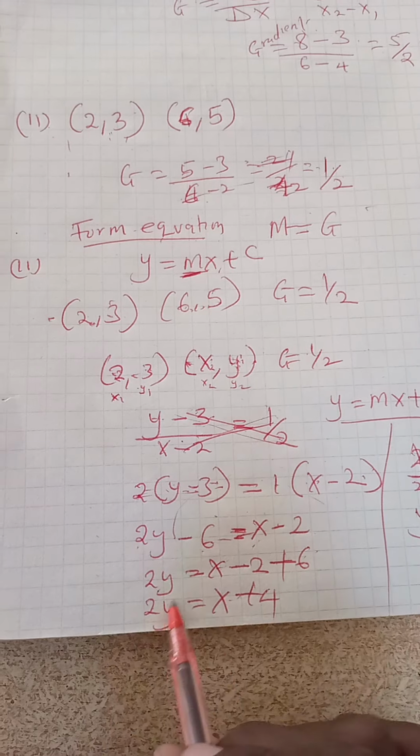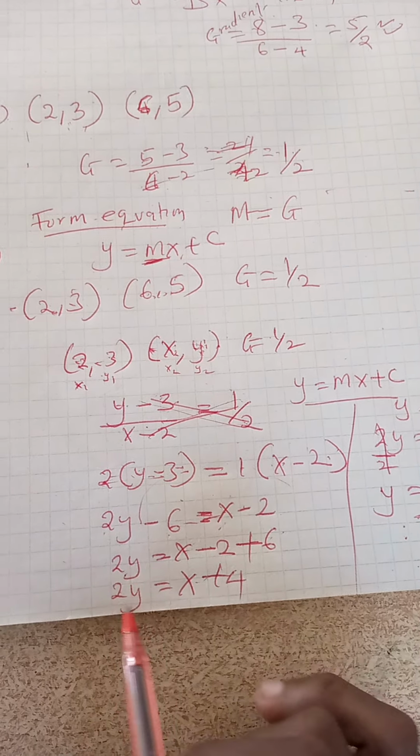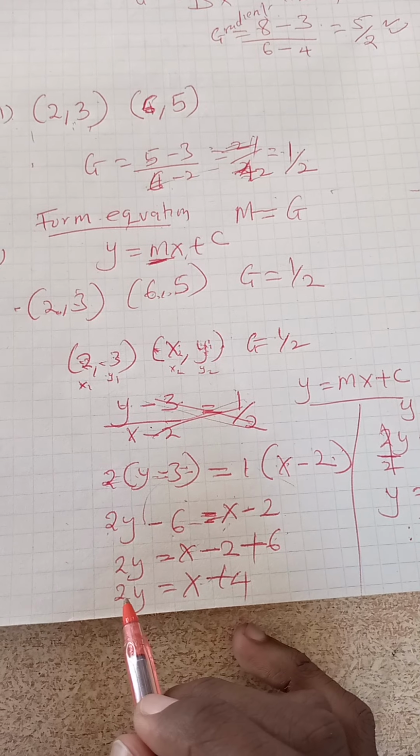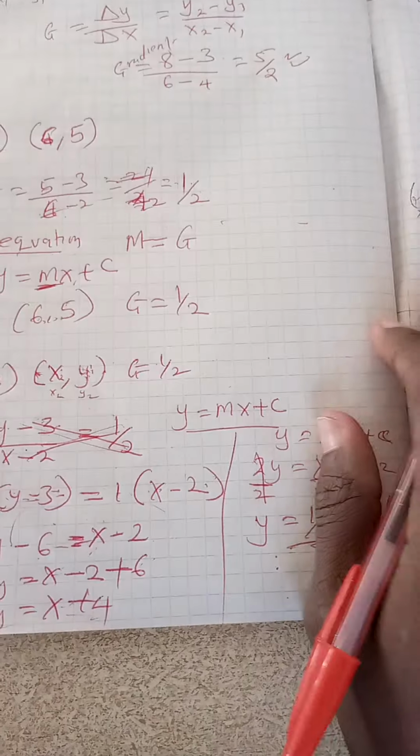And remember, in our formula it is said that y is equal to mx plus c. So here we are supposed to remain only with y. To go with that 2, we divide by 2 on both sides, then we will get our answer there.